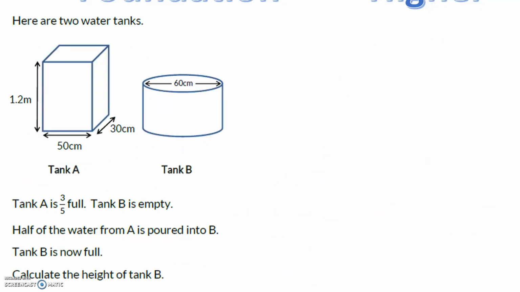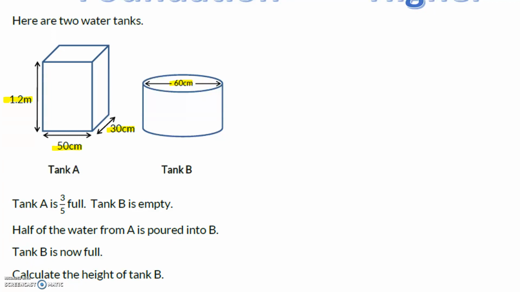Okay, here are two water tanks. This could be foundation as well. So we've got a cuboid water tank A, and let's look at the dimensions: 1.2 meters, 50 centimeters. Right, alarm bells should be ringing in your head already. 30 centimeters. And then we've got a cylindrical tank B with a 60 centimeter diameter. Not a radius, a diameter. Right, what are we going to do?